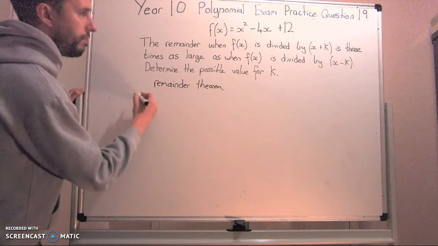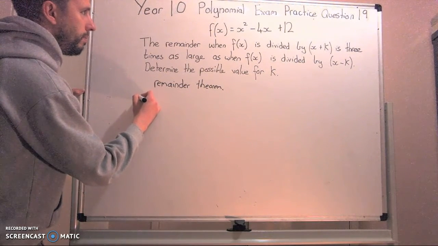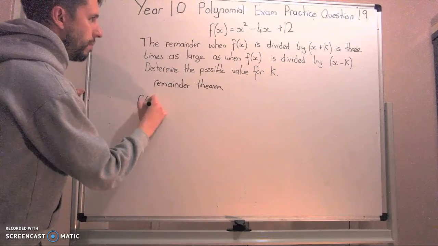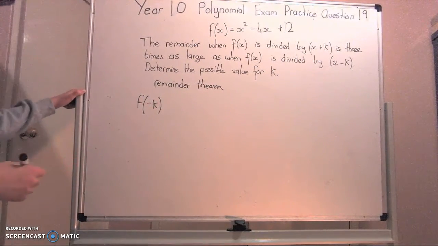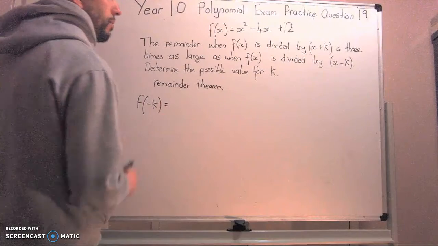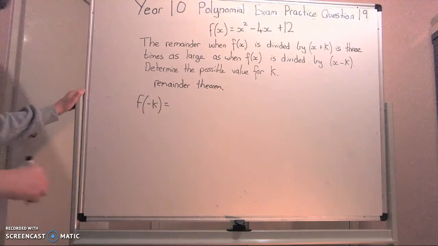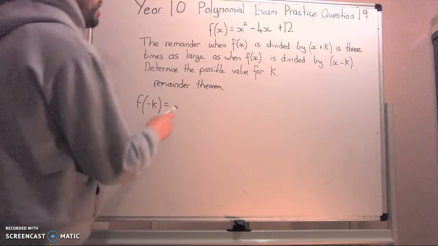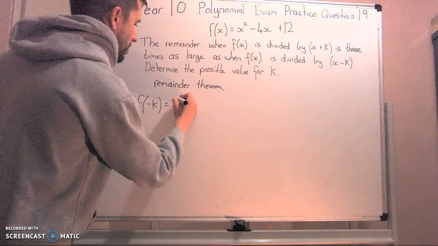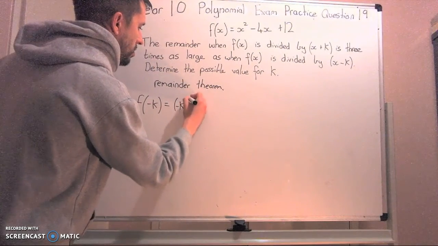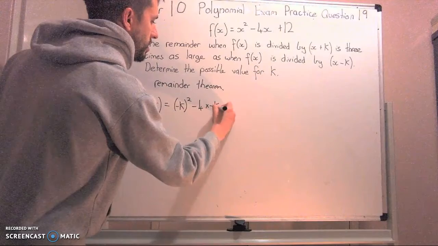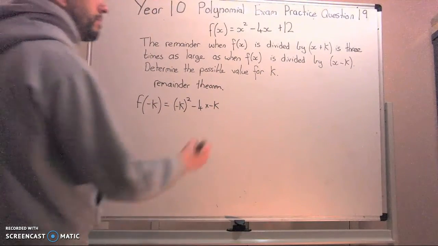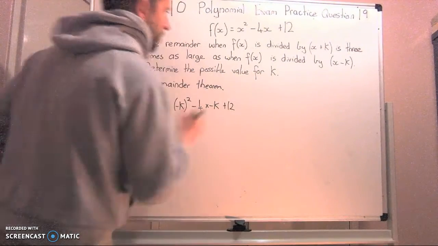So based on that, I am going to evaluate by using my negative k. That just means I'm going to substitute negative k for whenever I have x. So I've got x squared, so negative k squared. Take away 4 times x, so 4 times negative k, plus 12.